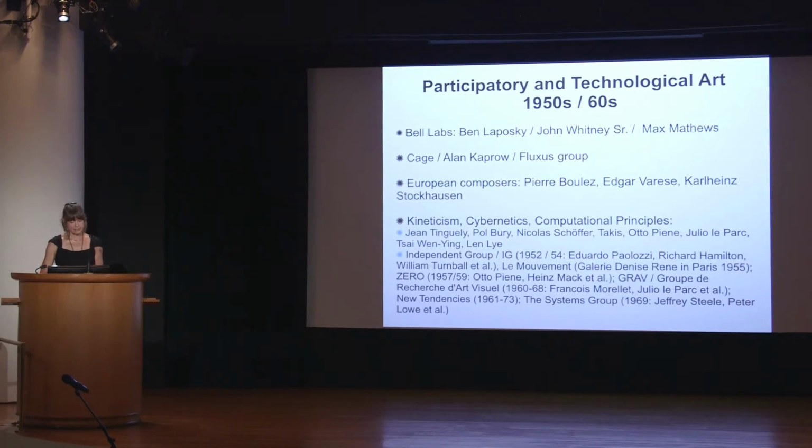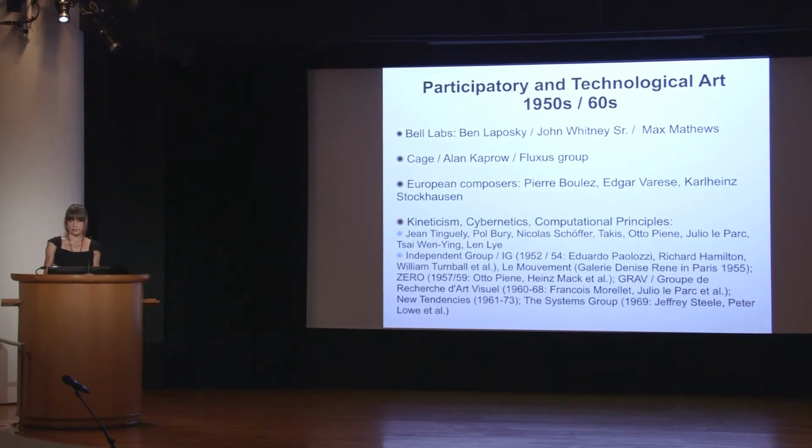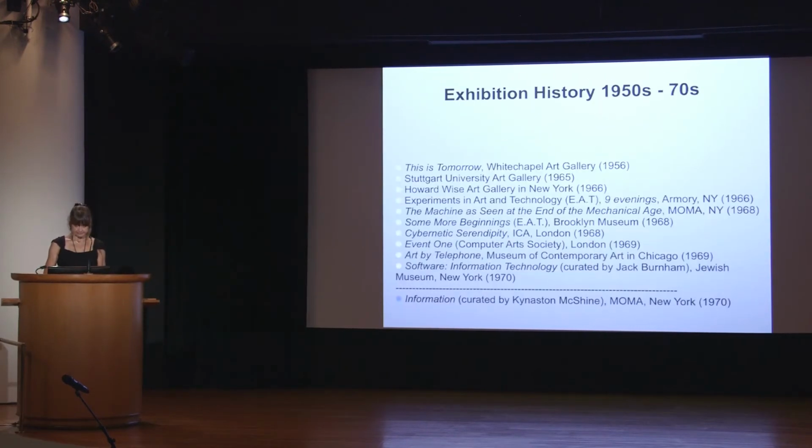And then you saw a rise of art that used kineticism, cybernetics, and computational principles, even if that art wasn't necessarily computational. But at the time, we're looking at groups such as Zero, which had a big exhibition here at the Guggenheim, Grav, and very important New Tendencies in the former Yugoslavia, which was a series of exhibitions that was really instrumental to the rise of computer-based arts from the 60s to the 70s.